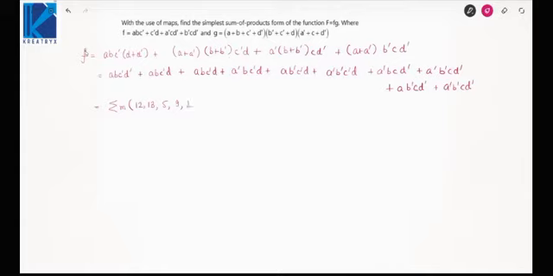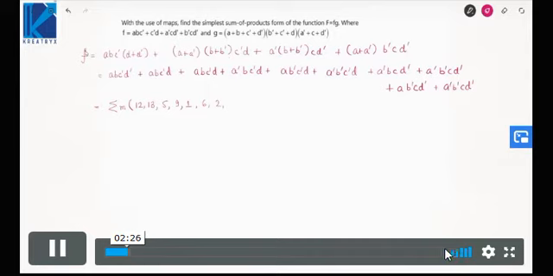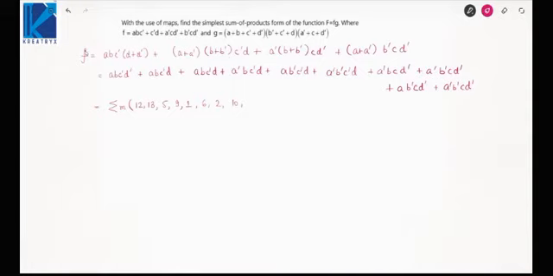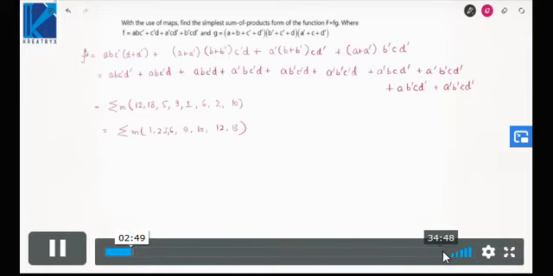Then 0110, that is 6. Then 0010, that is 2. 1010, that is 10. Okay. Then last 1010, that is again 2. So it will be sigma m 1, 2, 6, 9, 10, 12, 5, 6, 9, 10, 12, 13. Okay. 1, 2, 5, 6, 9, 10, 12, 13.